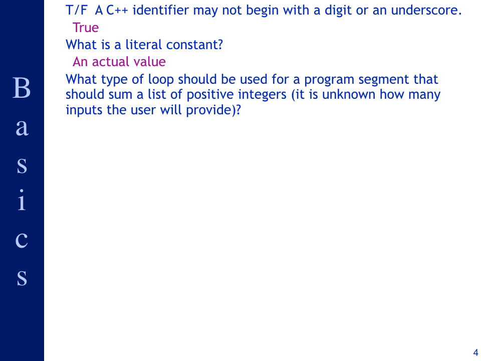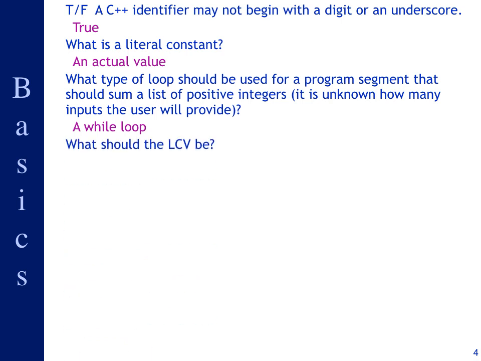What type of loop should be used for a program segment that should sum a list of positive integers? So we're going to add positive integers, but it's unknown how many inputs the user will provide. So we're going to read from the console, the user entered that. So what is the best loop we'll use? That is right, we're going to use a while loop.